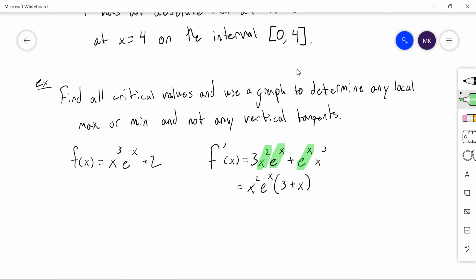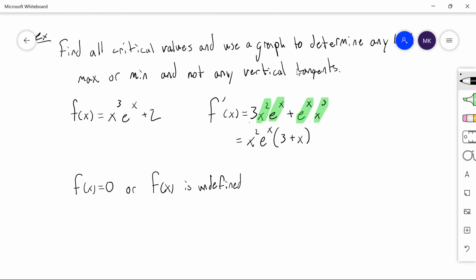Yeah. Thank you. Perfect. So now, to find the critical points, we just simply want to find when f prime of x equals 0 or when f prime of x is undefined, right? Or when it doesn't exist. Is there ever a point when f prime of x doesn't exist or when it's undefined? No. Correct, right? We have x squared, that's defined everywhere, times e to the x, that's defined everywhere, times 3 plus x, that's defined everywhere. So this is defined everywhere. There's no issues with this being undefined, so we're all good.